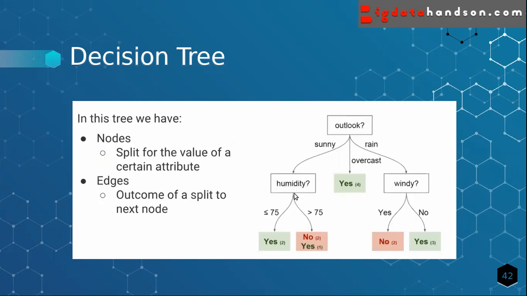We are splitting the node, right? So this is a node, this is also a node. Edges are nothing but the outcome of a split to the next node. So these are the edges. These are also called leaf nodes, and the starting attribute node is called the root node.